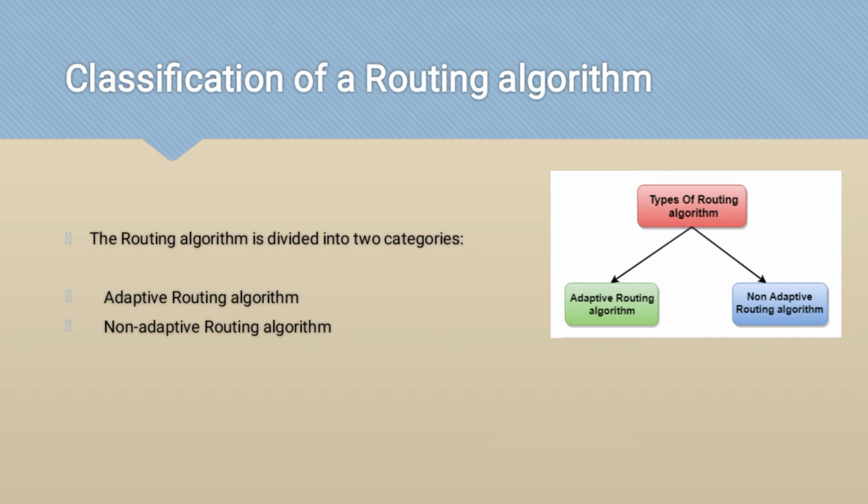Next one, classifications of routing algorithms. The routing algorithm is divided into two categories: one is the adaptive routing algorithm, and the other is the non-adaptive algorithm.